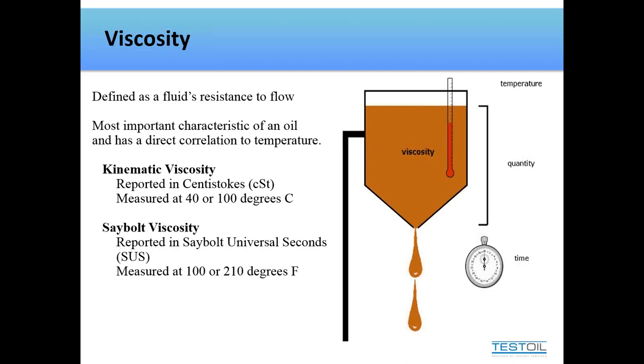Kinematic viscosity, this is more standard viscosity. Most of the time you see results reported in kinematic, or done in kinematic viscosity, which is written in centistokes, or cSt. This is measured at 40 degrees and 100 degrees Celsius. Saybolt viscosity, not used as much, but definitely still around. This is reported in Saybolt Universal Seconds, or SUS. These lubricants, when you do this test, are measured at 100 and 210 degrees Fahrenheit. So it's a little bit different than kinematic viscosity.